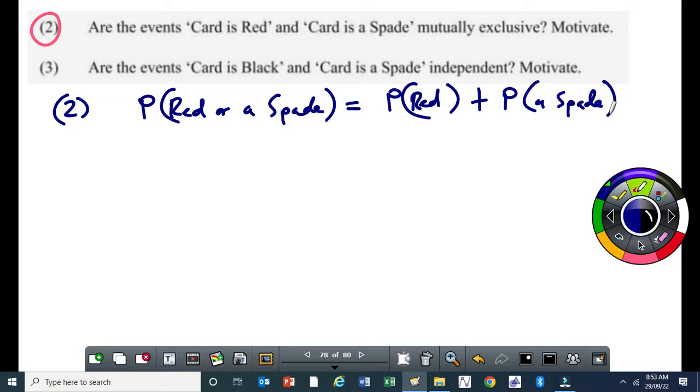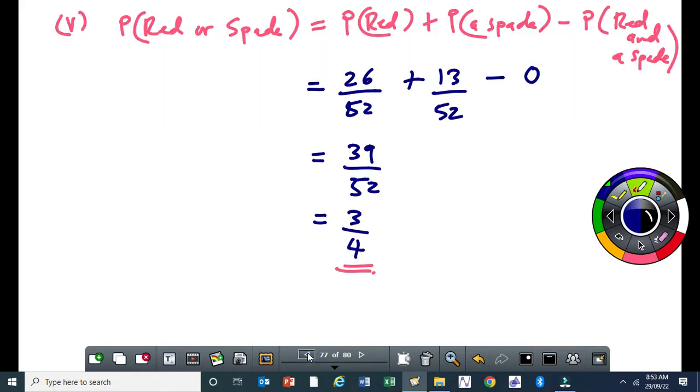If you decide to use the addition rule, you can also answer the question by using the addition rule as well, whereby the intersection will be what? The probability will be 0. So the probability of picking a red or a spade, we've already found it. It's 3 over 4. We found this answer.